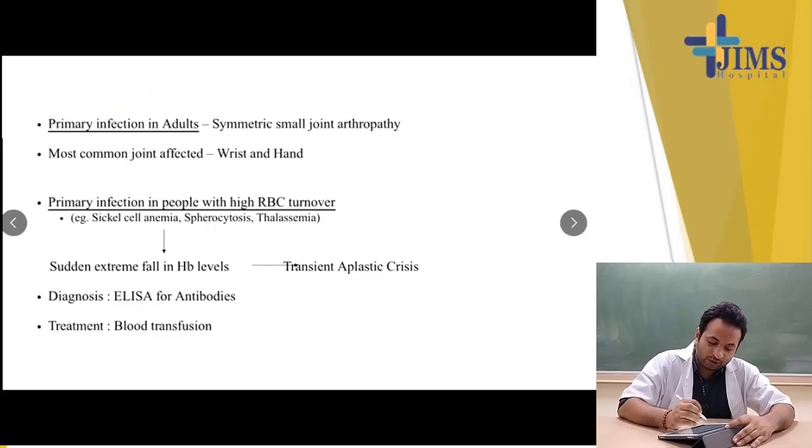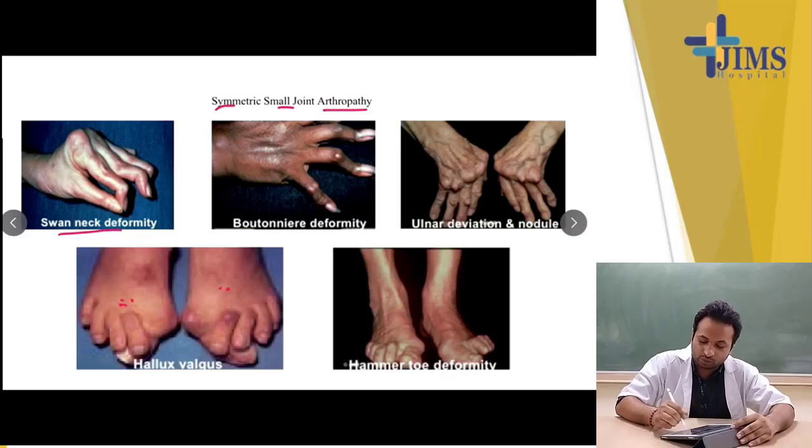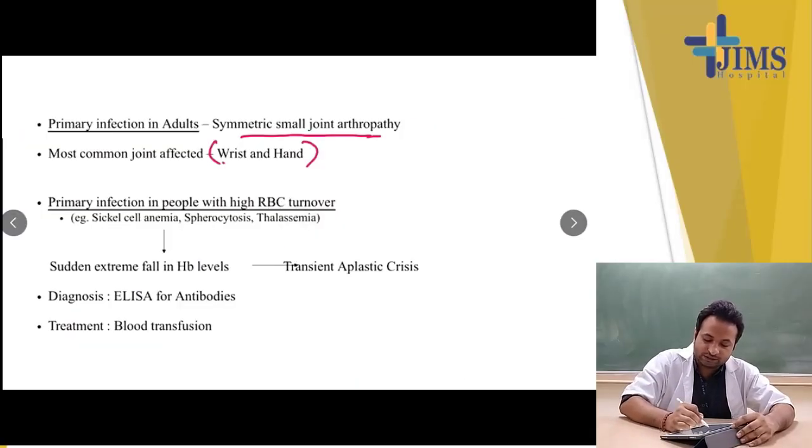Now if primary infection happens in adults, then they are going to get symmetric small joint arthropathy. The most common joints affected are the wrist and hand. It will look like this: symmetric small joint arthropathy. This is swan neck deformity. Both sides are symmetrical, and the deformities are also totally symmetrical. That's why it is known as symmetric small joint arthropathy, and the most commonly affected joints are wrists and hands.